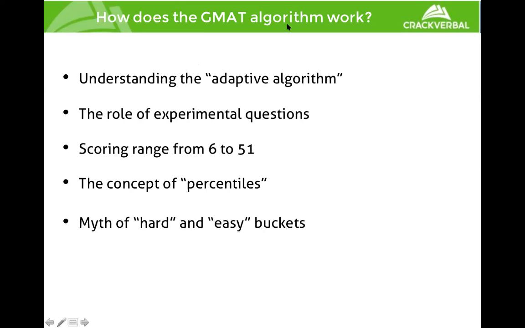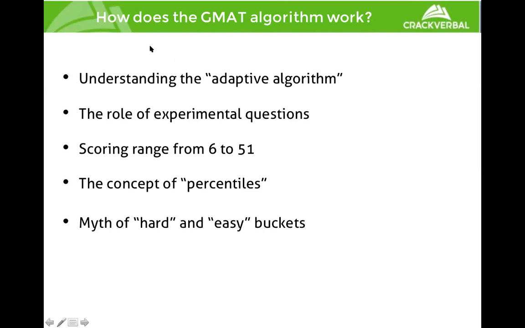Okay, so just to reiterate what we have done so far: understanding the adaptive algorithm, I explained the role of the experimental question. Now let me come to the scoring. The scoring range is 6 to 51. Let me also answer the concept of percentiles. The scoring is from 6 to 51, and the way it works is this.